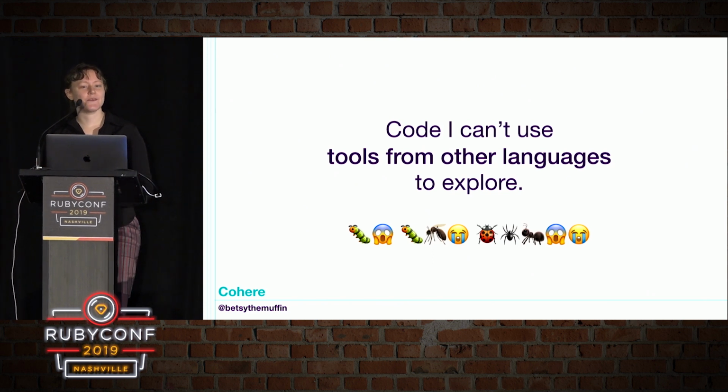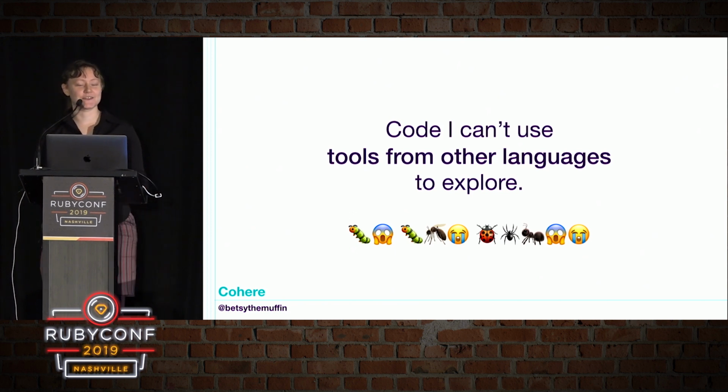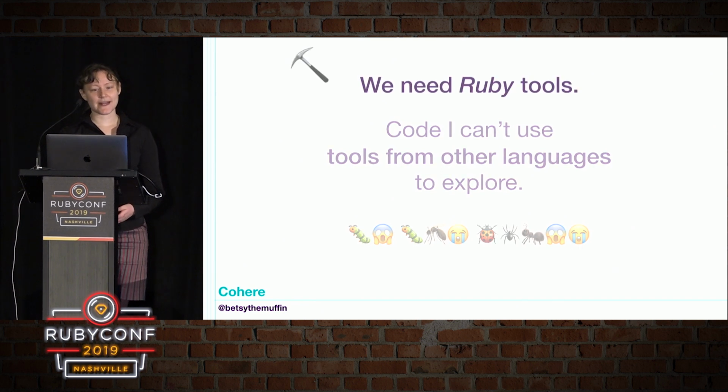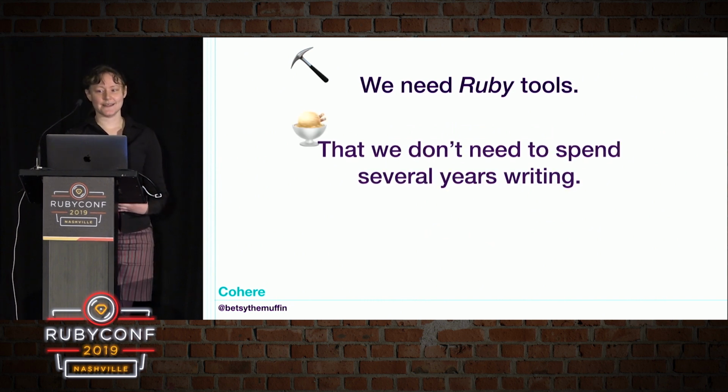And one of them would be blaming the victim. One of them would be saying that, okay, real programmers, whoever those are, do not need tooling to help them understand what the heck a program is doing. And I'm not about that. I do think we still need tools. But I think we need Ruby tools. And I also think we need them to be tools that we can use today.